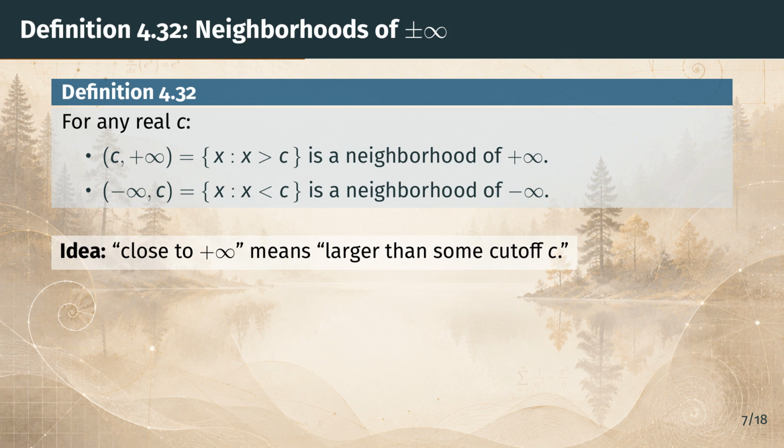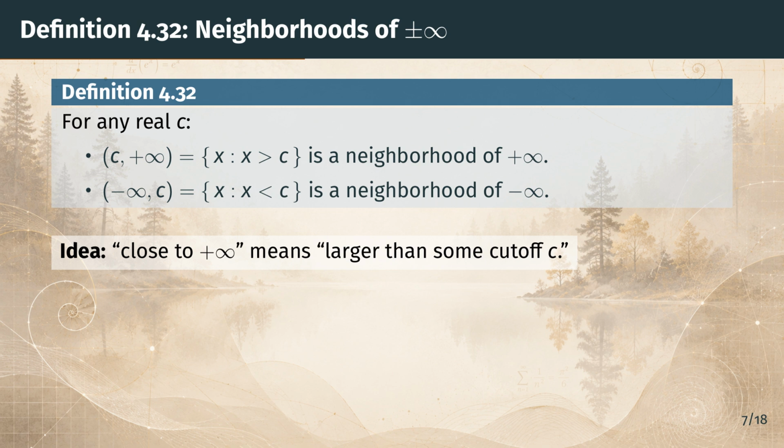Here is the new definition. A neighborhood of plus infinity is any ray of the form open interval from c to plus infinity, that is, the set of all real numbers larger than c. Similarly, a neighborhood of minus infinity is the set of all real numbers smaller than c. Think of c as a cutoff. To be close to plus infinity simply means to be beyond the cutoff, that is, bigger than c. The larger we choose c, the deeper into the positive reals we force the point. This is the perfect analog of shrinking delta in the finite case.